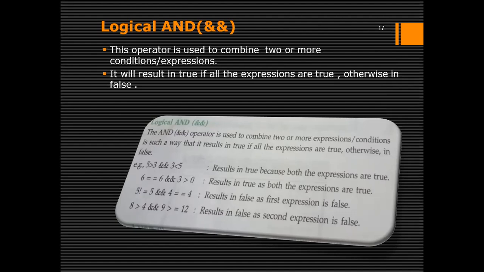So I hope you understand the difference between and and or. In or, if any one expression is true, the result will be true. But in and, it will result in true only if all the expressions are true. Otherwise, it will result in false.